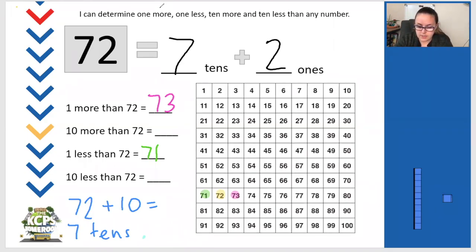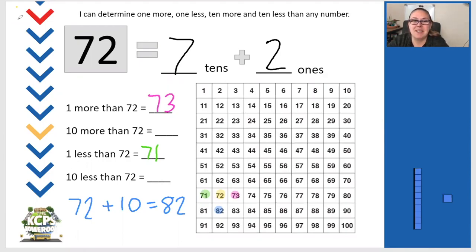So if we take 70 plus 10, we get 82. Now look at your hundreds chart. Where do you see 82? Above or below 72? That's right, you see it below.